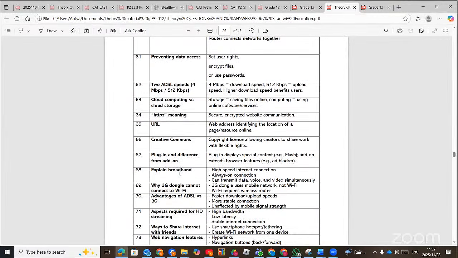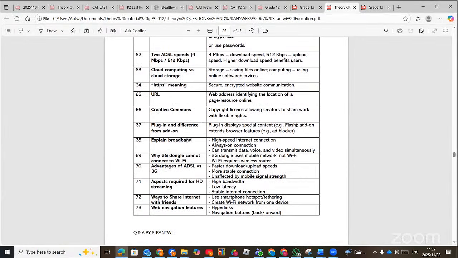Creative Commons. Plug-in, now they call it add-on these days. Broadband advantages, aspects required for high definition streaming. If you are streaming for high definition, you need high bandwidth, low latency, and stable connectivity.